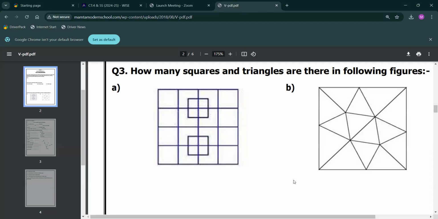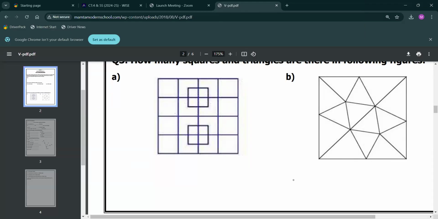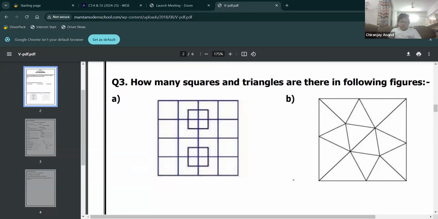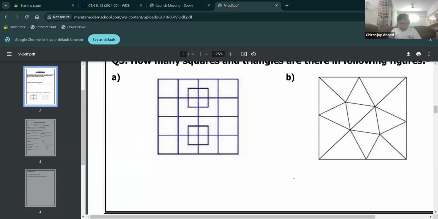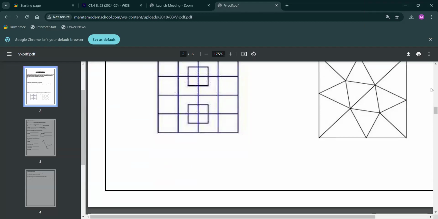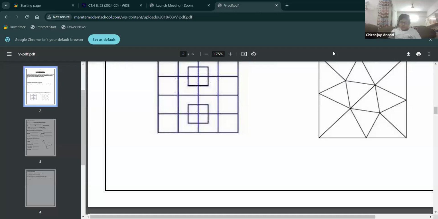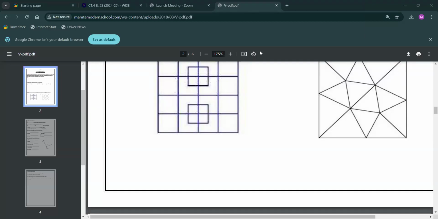What do you mean by square? Which has equal sides, right? Yes, ma'am. Now I am getting 55. So there is a trick to count the number of squares. I'm telling you the short tricks to count the number of squares, else it will be difficult to count, and it will take time also.